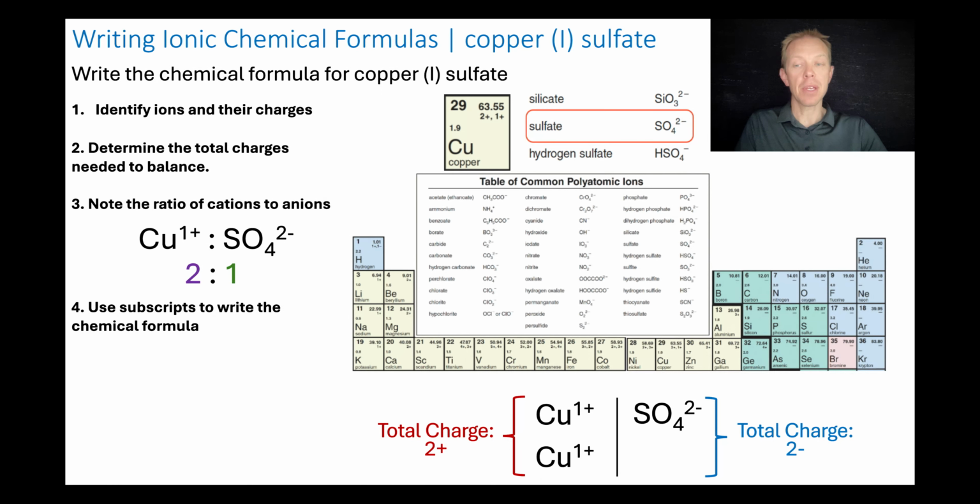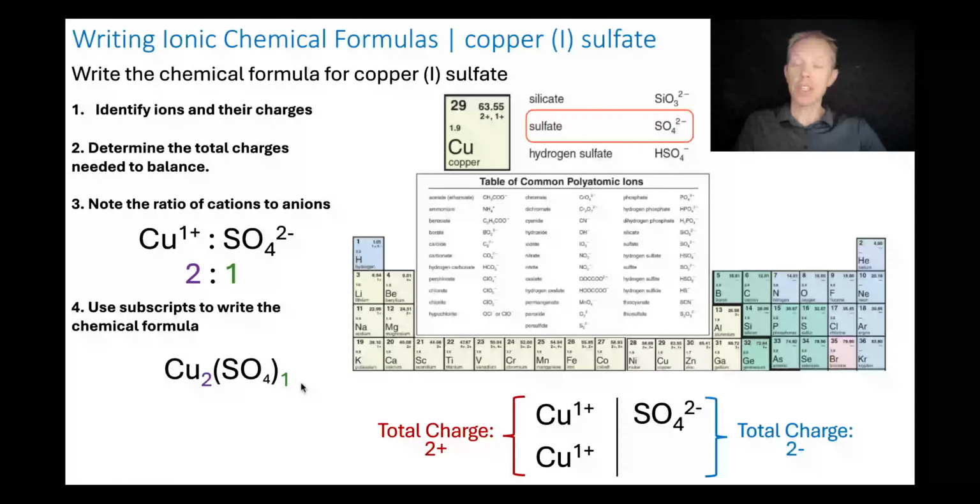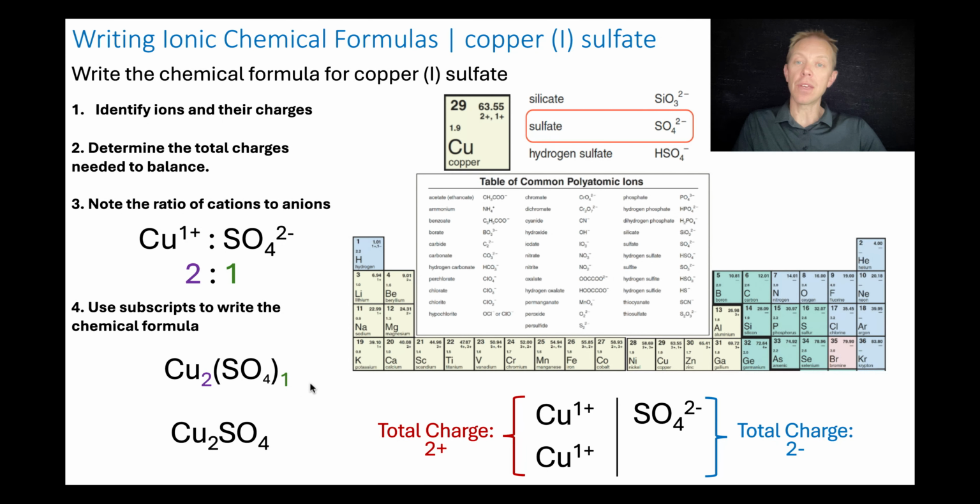The final step is to use subscripts to write the chemical formula, and that's where I'm going to use that ratio again. The copper, I'm going to need 2 of those. That's corresponding again to those 2 ions present within the compound. And then I've got 1 polyatomic ion, the sulfate, that's right here. Now we usually don't include that subscript of 1, so again, I'll omit that. And the chemical formula for copper 1 sulfate is Cu2SO4.